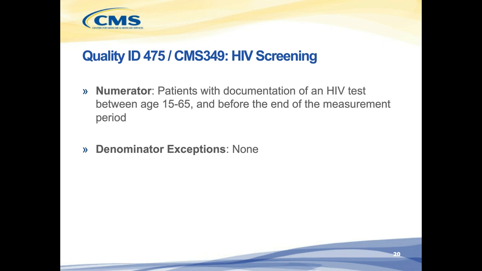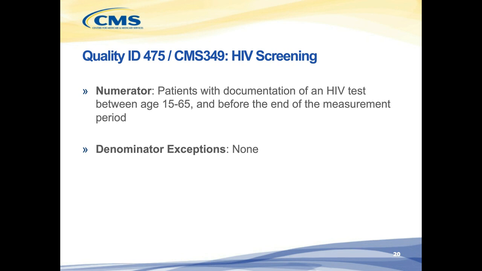The numerator for this measure is patients with documentation of an HIV test between the ages of 15 and 65 and before the end of the measurement period. So here it's important to note that self-report of testing is not an acceptable report. Providers must request documentation of test results.